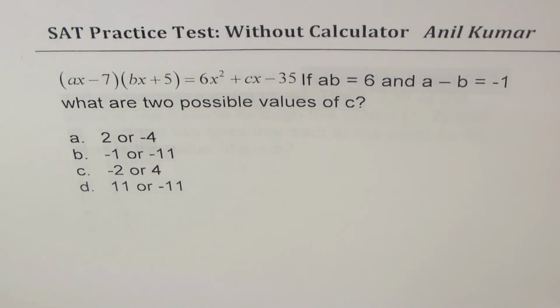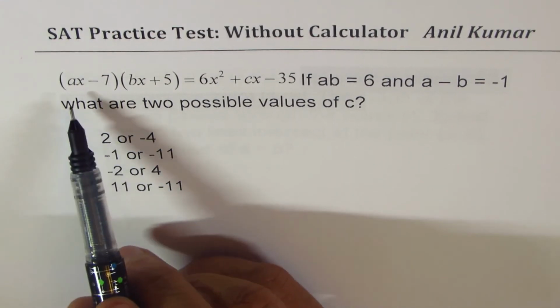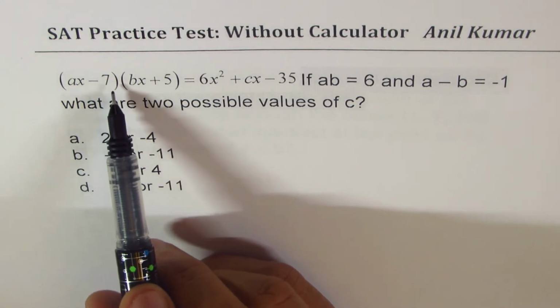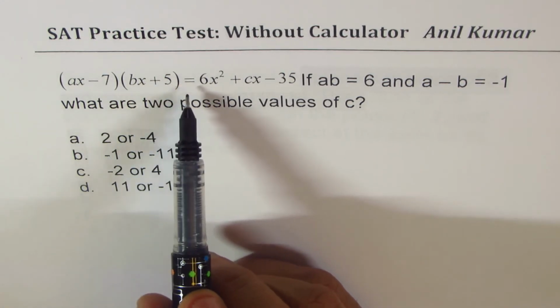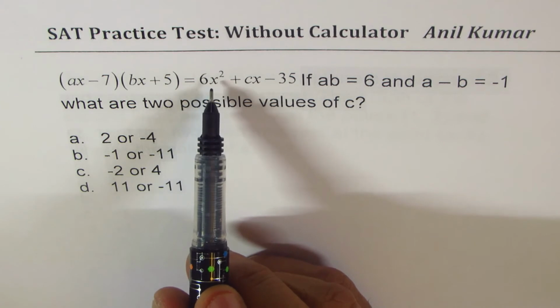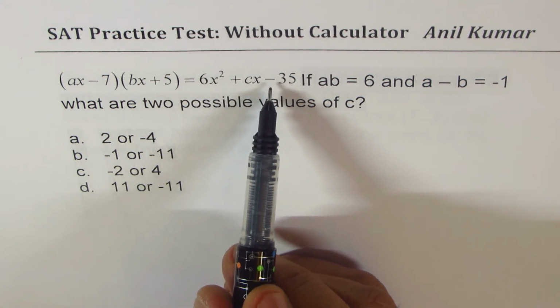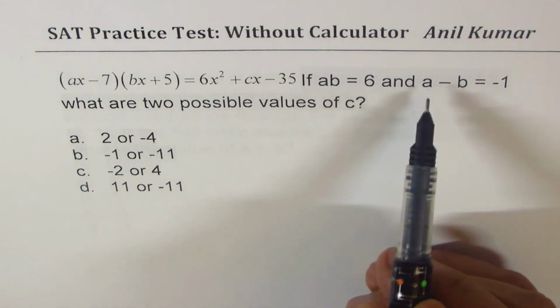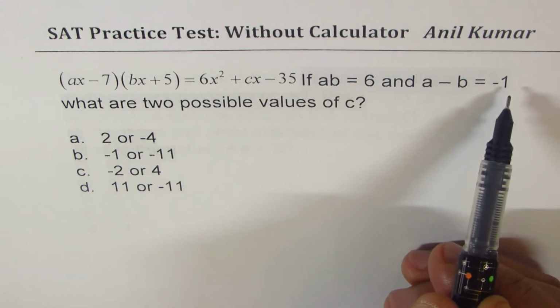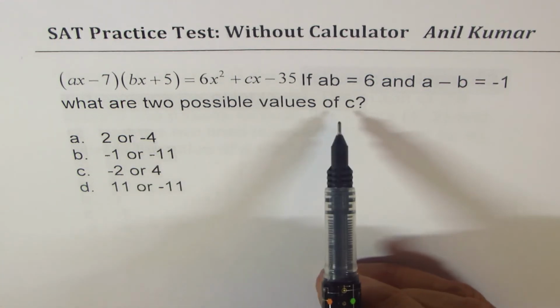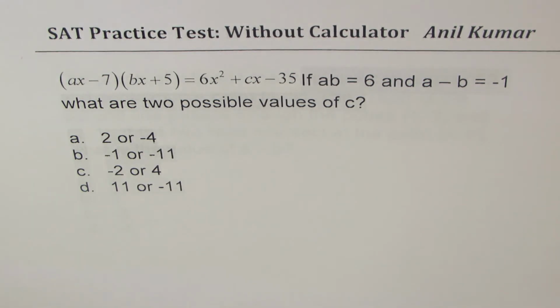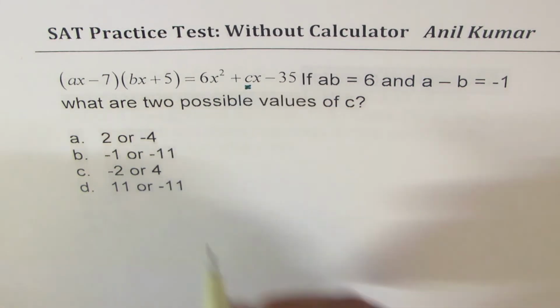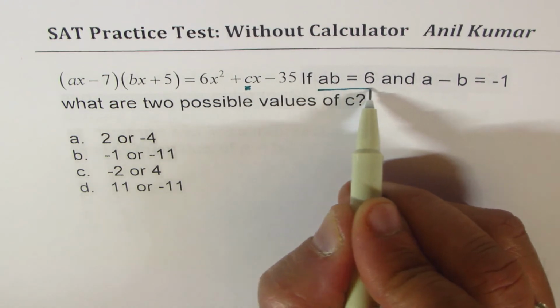Now this is a very interesting question. We have ax minus 7 times bx plus 5 is equal to 6x squared plus cx minus 35. If ab equals 6 and a minus b equals minus 1, what are two possible values of c? So we have to find the values of c for the given condition.